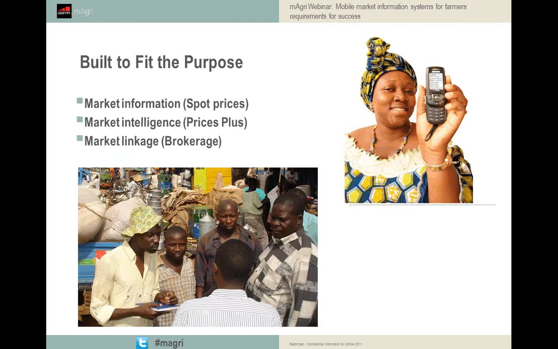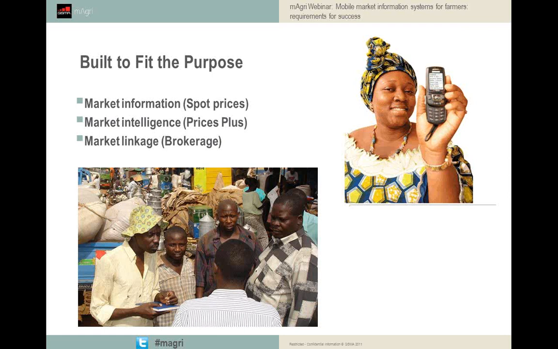Also, this idea of being built to fit. There, again, as people have said, there are many different types of MISs. I think the one which is most relevant to farmers at this point in the game is the idea of just providing basic market information in terms of spot prices. Now, this is not terribly interesting, but it does provide people with a consistent set of data. Most people at the moment are trying to focus on prices plus, and that means you have to have a lot of different information coming in.